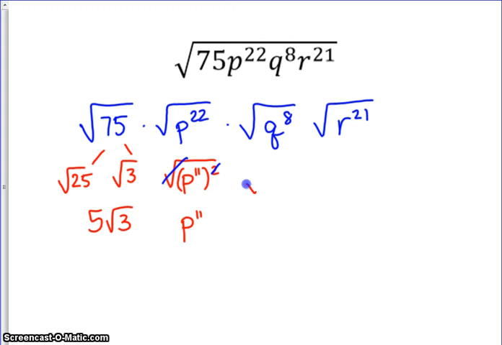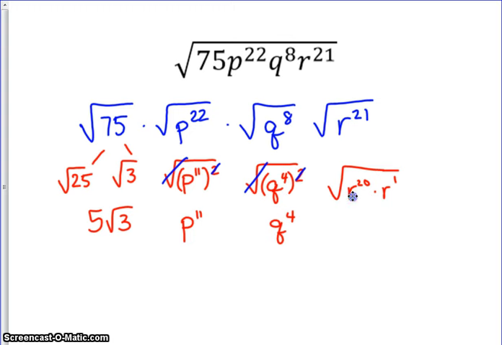Q to the 8th is going to be the square root of q to the 4th to the 2nd. So we're going to be left with q to the 4th. And last but not least, r to the 21st. The problem with this is that we need to have r have an even exponent. So we're going to have r to the 20th times r to the 1. And the reason for that is I can add these exponents. 20 plus 1 is 21.